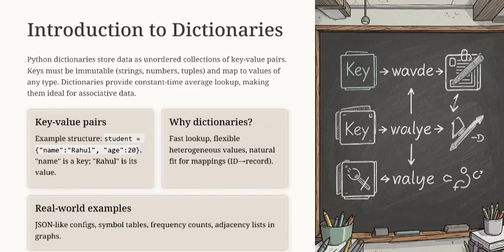Real world examples of dictionaries. Dictionaries are used in many applications. JSON data: many web applications exchange data using JSON. JSON objects are similar to Python dictionaries, like this: name is Rahul, age is 20.